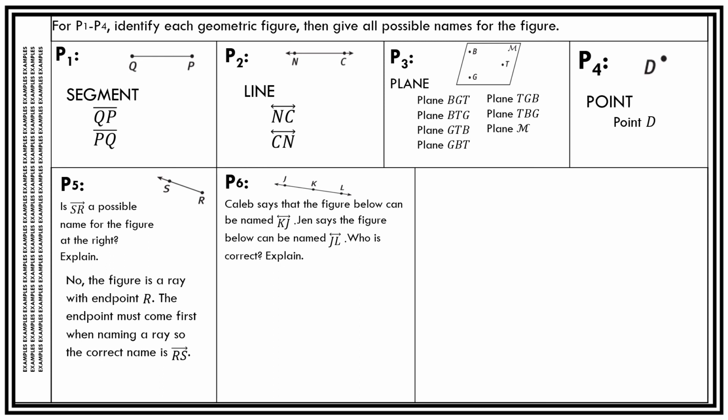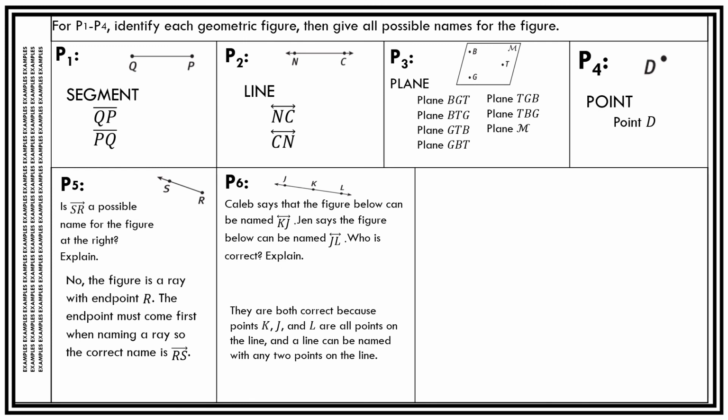So here's my thinking. Is K a point on this line? Yes. Okay, cool. Is J a point on the line? Yes. All right, awesome. Is L a point on the line? Yes as well. So how many points on the line do we need to name a line? Just 2. So both of these names are correct because points K, J, and L are all points on the line, and a line can be named with any 2 points on the line. So they are both correct.